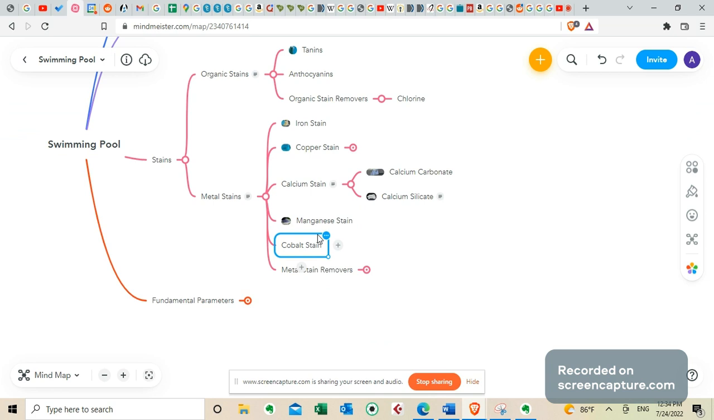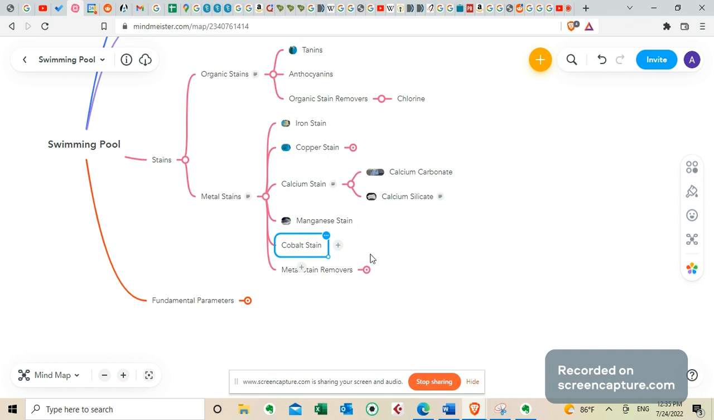Cobalt is the fifth one. I've actually never seen cobalt. Apparently it exists online, although it seems like other people haven't really uploaded many pictures of it. From what I understand, it's black. It might be like copper.